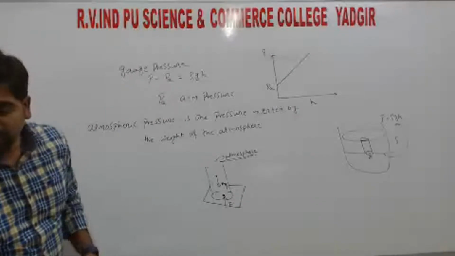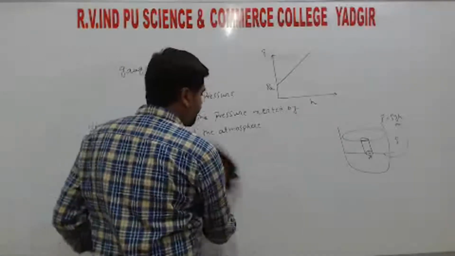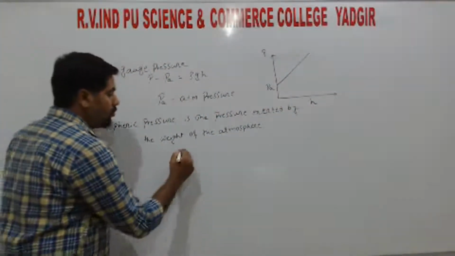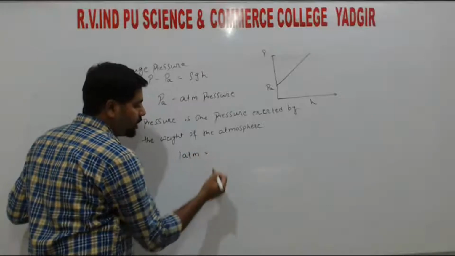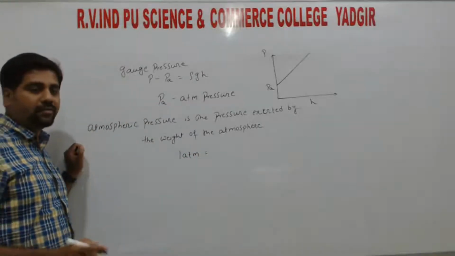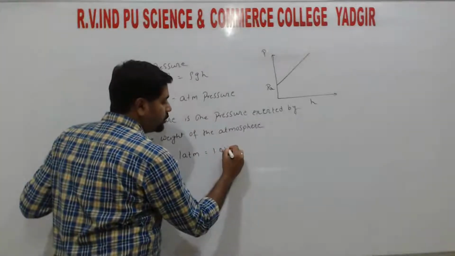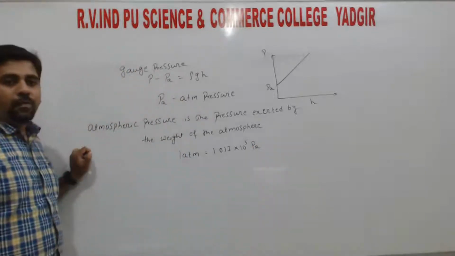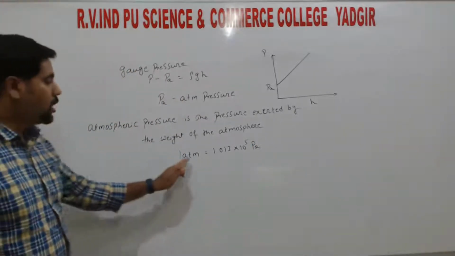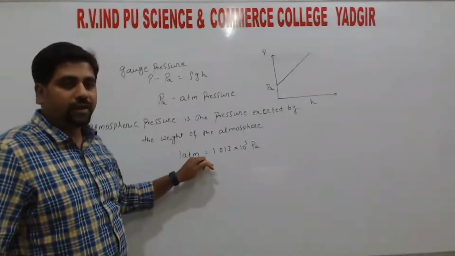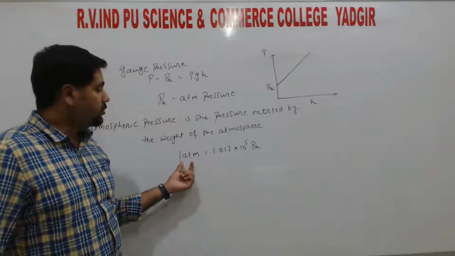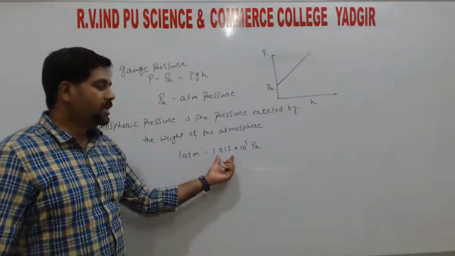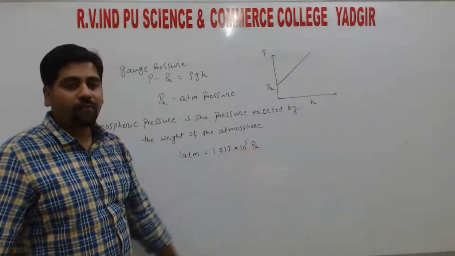One atmospheric pressure is equal to 1.013 into 10 to the power of 5 Pascal, right? So 1 atm, that is 1 atmospheric pressure, has the value 1.013 into 10 to the power of 5 Pascal. Pascal is the SI unit. Atmosphere is also a unit of pressure. To convert atm to Pascal, the value of 1 atmospheric pressure is 1.013 into 10 to the power of 5 Pascal, right?